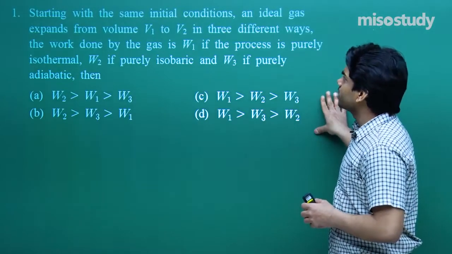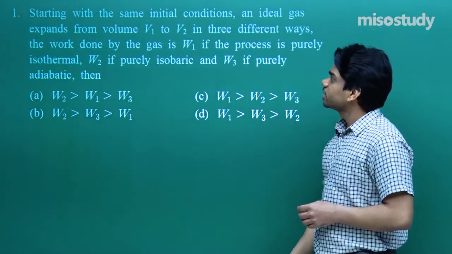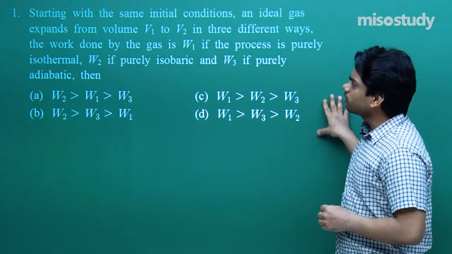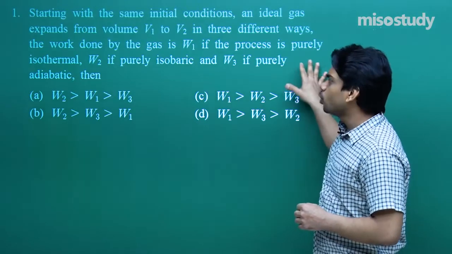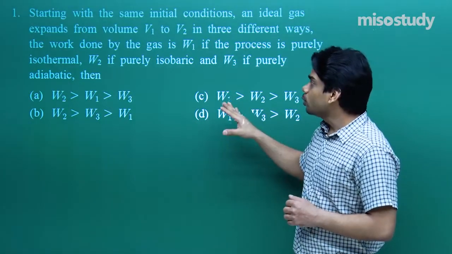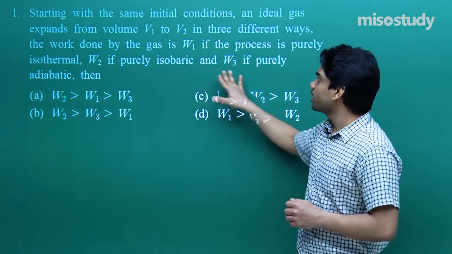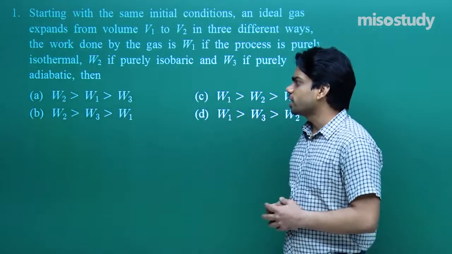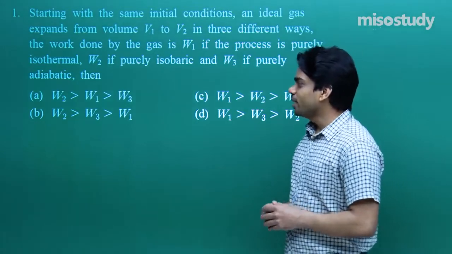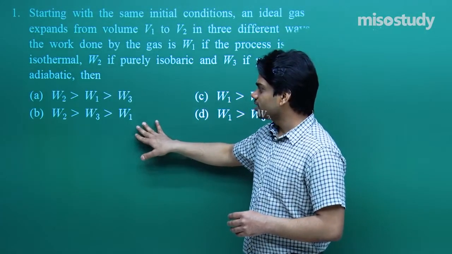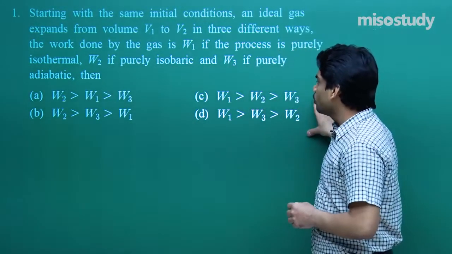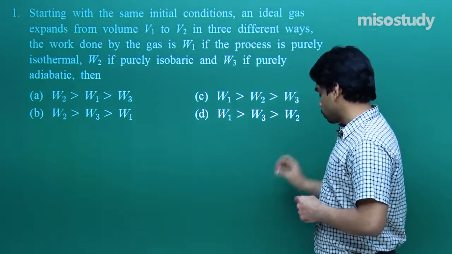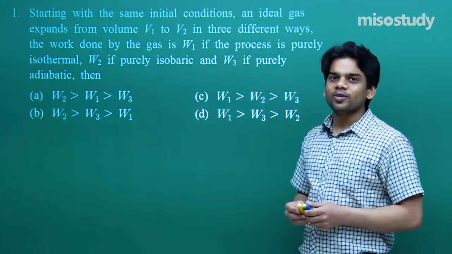Starting with the same initial conditions, an ideal gas expands from volume V1 to V2 in 3 different ways. The work done by the gas is W1 if the process is purely isothermal, W2 if it's purely isobaric, and W3 if it's purely adiabatic. Then A, W2 is greater than W1 is greater than W3, B, W2 is greater than W3 is greater than W1, C, W1 is greater than W2 is greater than W3, and D, W1 is greater than W3 is greater than W2. So it's a jumbled kind of relation.